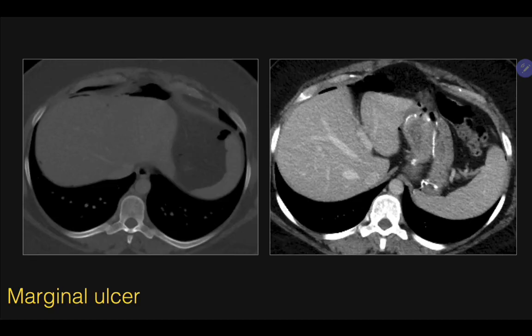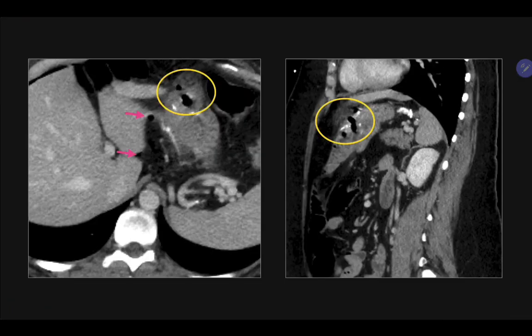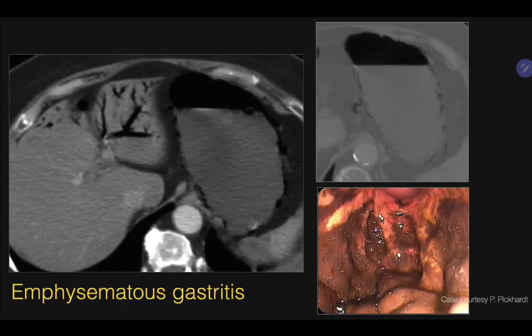In this case, there is free air in the upper abdomen and subtle stranding at the gastrojejunal anastomosis, which raises our concern. Taking a closer look, we can see the inflammation and dots of extraluminal air at the gastrojejunostomy. Marginal ulcers typically occur at the jejunal side of the gastrojejunostomy. The operative report confirmed a 1 centimeter perforation just beyond the gastrojejunostomy, which was treated with omental patch.